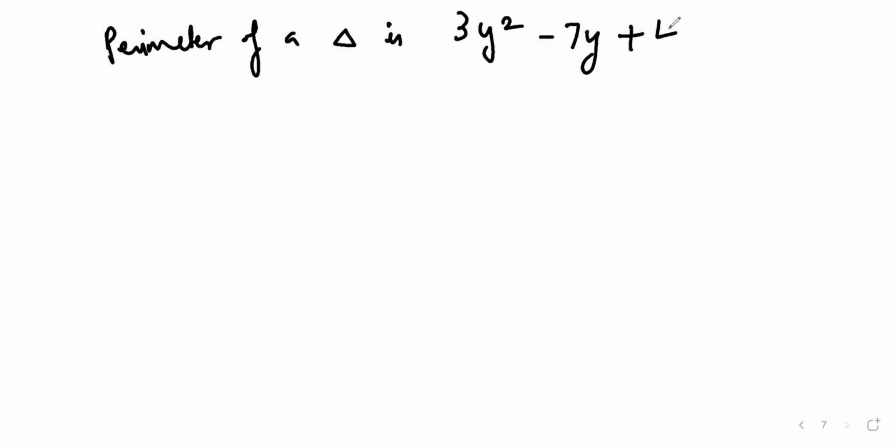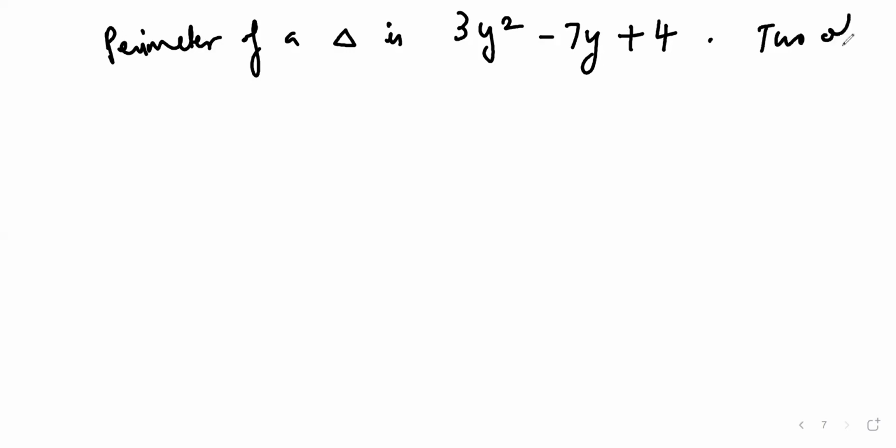So work on your identities, because there are only 4 or 5 identities that we have discussed. As I mentioned, only from these topics we're going to get questions for the upcoming UT. Of course, for the finals, you're going to have more questions and more identities, and we're going to expand our horizon of algebra. So, moving on to the next question of algebra: the perimeter of a triangle is 3y square minus 7y plus 4.